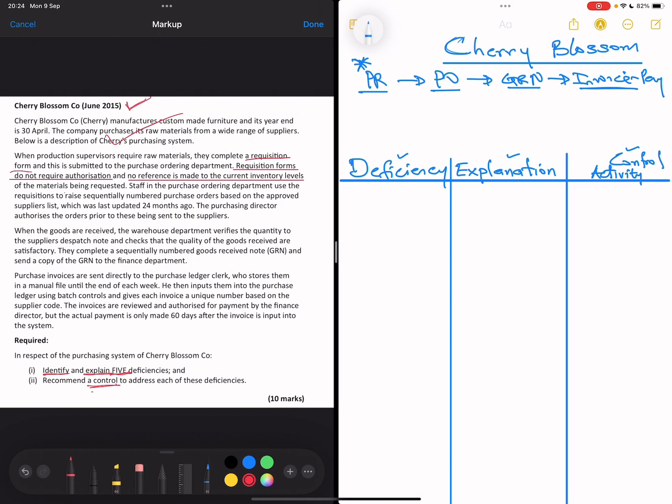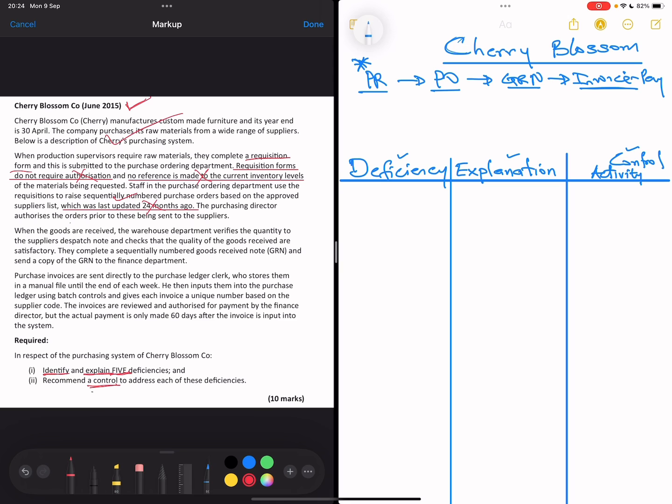All right. Now, staff in the purchase ordering department use the requisition to raise sequentially numbered purchase orders. That is a good one. Based on the approved supplier list. Very good. Which was last updated 24 months ago. You can see this is another problem. You've only updated your supplier list 24 months ago. So that is not good. This is not good. It's too late.